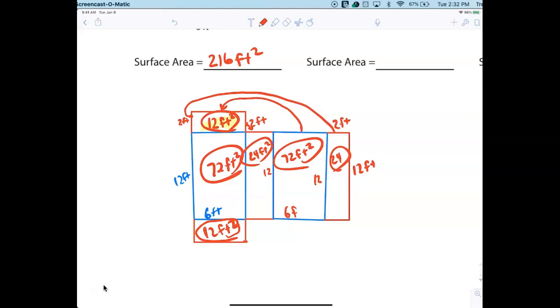All right, now the next thing I want to do is I want to show you a formula. And again, this is something that most kids at your age would find hard to remember.